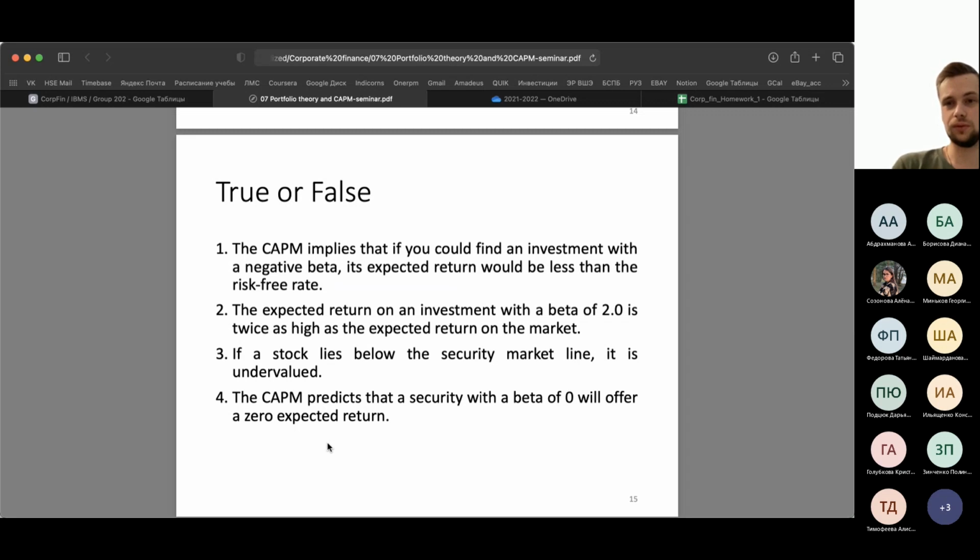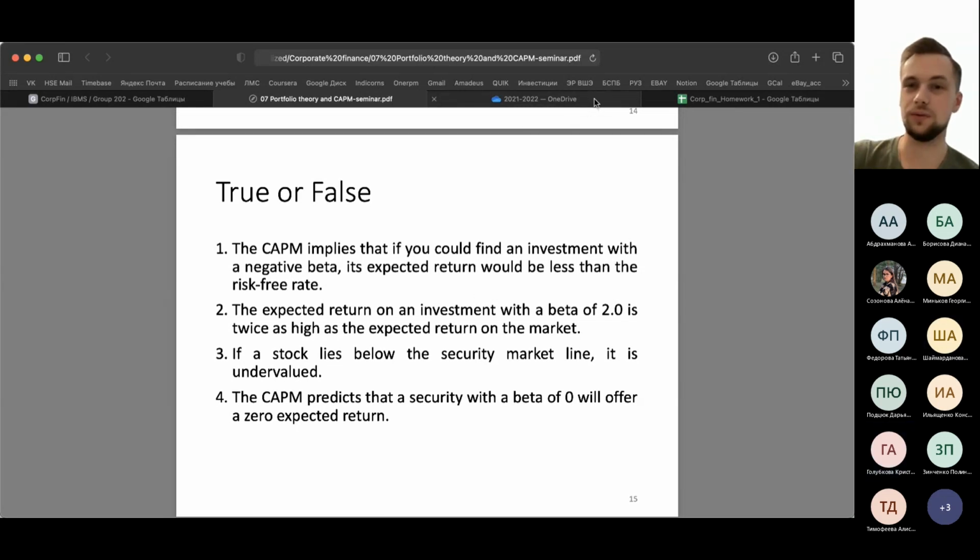Okay, and the CAPM model predicts that a security with beta of 0 will offer a 0 expected return. Is it true? No. There is the formula, and the beta is multiplied on one part, but we still have the risk-free part, which does not depend on the beta, so it will be not zero, but the risk-free rate. Yes. Okay. Nice.